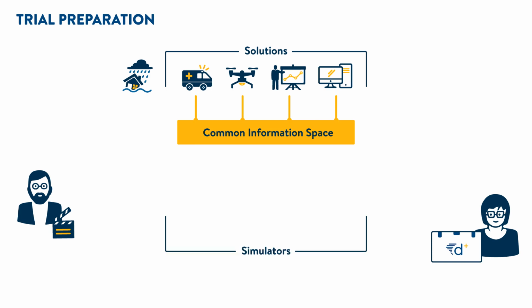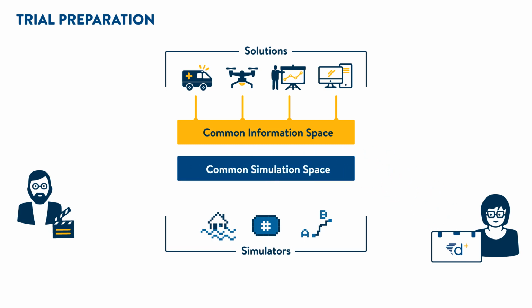To create a realistic setting in which to trial these solutions, a fictitious crisis needs to be simulated, such as by using a flood simulator. Other simulators can be added as well, for instance, to simulate social media messages, crowds, or traffic. The common simulation space is used to link these simulators together so they can exchange data and information.